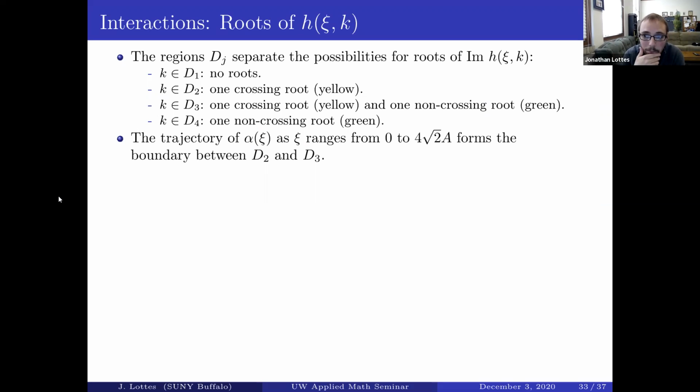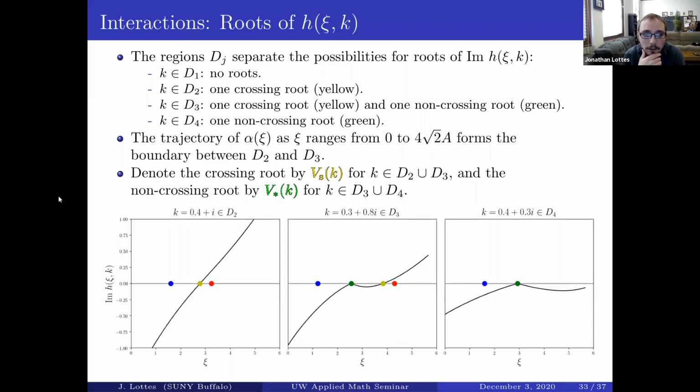And so now we can clarify these regions, D1, D2, D3, D4. They are what separate the possibilities for the roots of the imaginary part of h of ck. In D1, there's no roots. In D2, you have a single crossing root, which we'll draw in yellow. In D3, you have one crossing root and one non-crossing root, which we'll draw in green. And then in D4, you have a single non-crossing root.